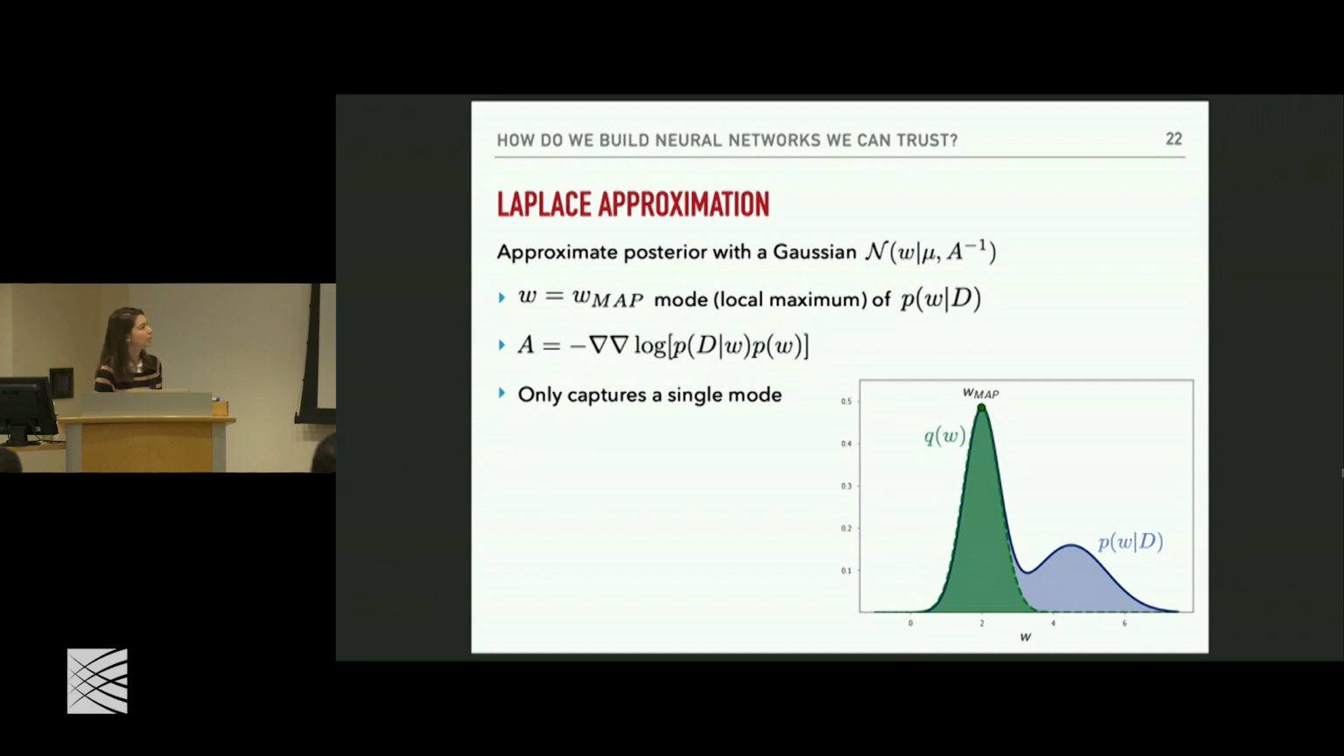We use the information about the local curvature close to this maximum a posteriori solution to fit this Gaussian approximation. The problem here is that, first, it only captures a single mode, and we discard all the information about probability mass elsewhere. And second, to compute the second moment of this Gaussian distribution, we need to calculate the second derivative of our posterior distribution, which can be computationally exhaustive in the case of million-dimensional neural networks.